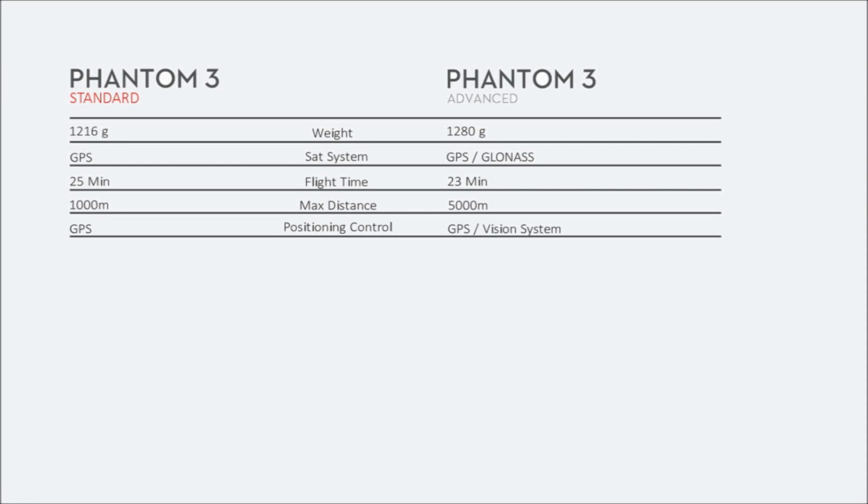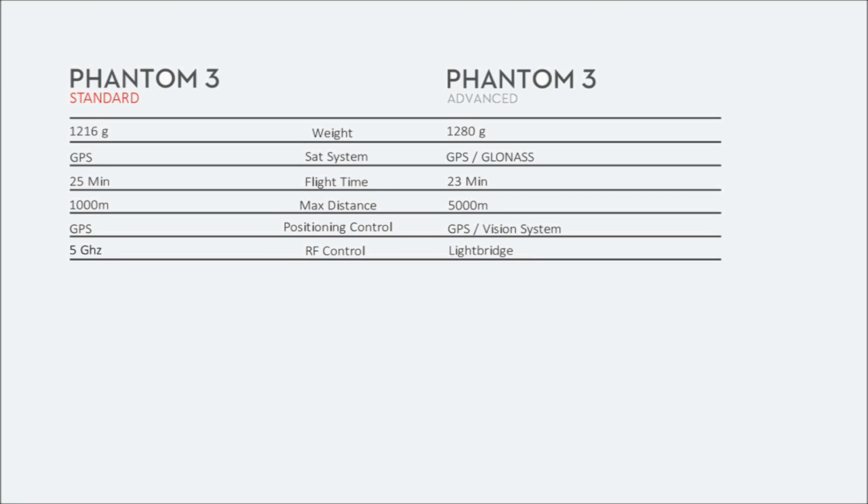And now for positioning control. As you can see, both use GPS for positioning, but the Advanced has a built-in vision positioning system. The vision system consists of optical sensors that gauge movement relative to the aircraft. What's it used for? It makes it much easier to fly indoors. You can fly the Standard indoors as well by simply flying in manual mode, but manual mode is not easy and not recommended.